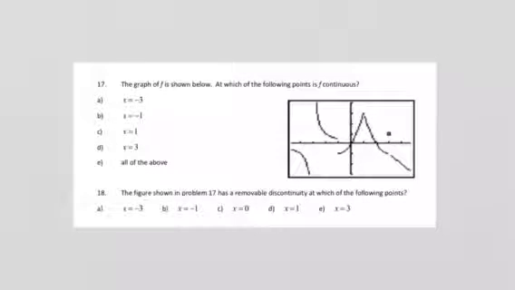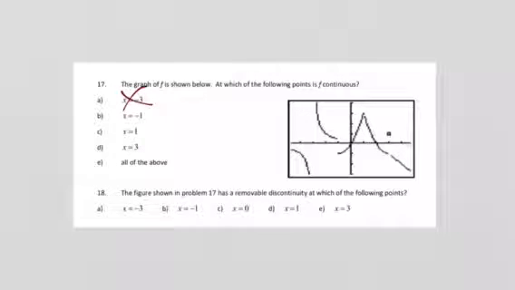All right, 17 and 18 both use this graph for reference. The graph of f is shown below. At which of the following points is f continuous? Let's just do process of elimination here. We go to -3, -1, 2, 3. Oh, that's a vertical asymptote. So obviously we're not continuous at a vertical asymptote.